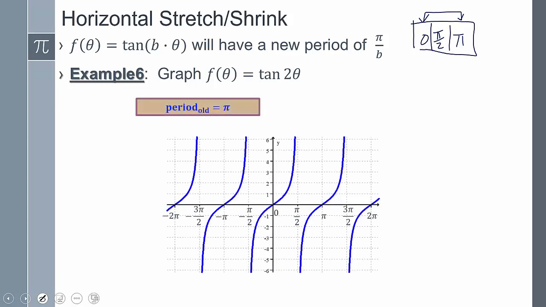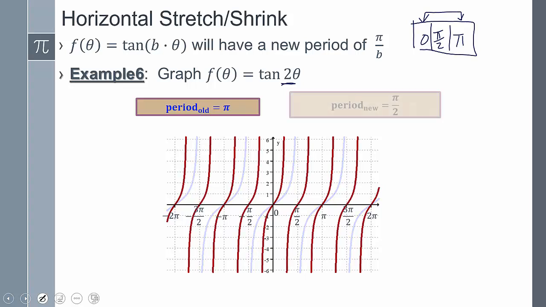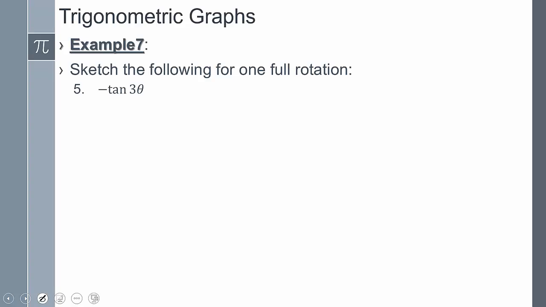To show a visualization of that, if this was my tangent function with my old period pi, because of that 2, pi over b, pi over 2, that's my new period. If you notice, that value got kind of shrunk. It got pushed in, and so got moved over. And it looks just skinnier because of it. So sketching the following for one full rotation. So for tangent, pi over b for my period.